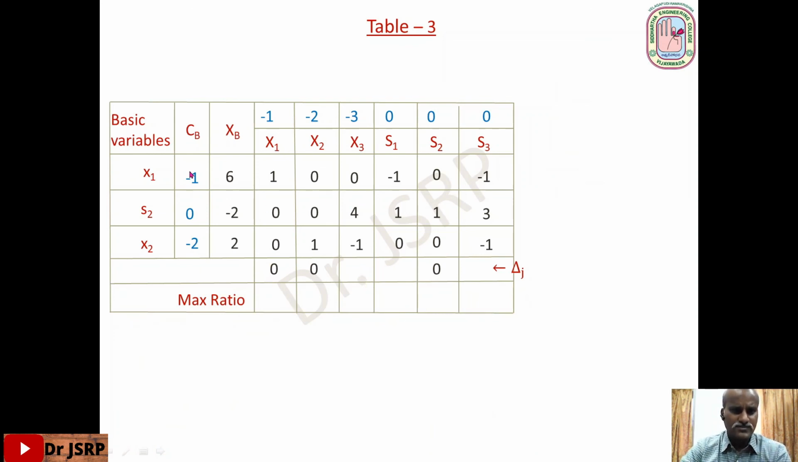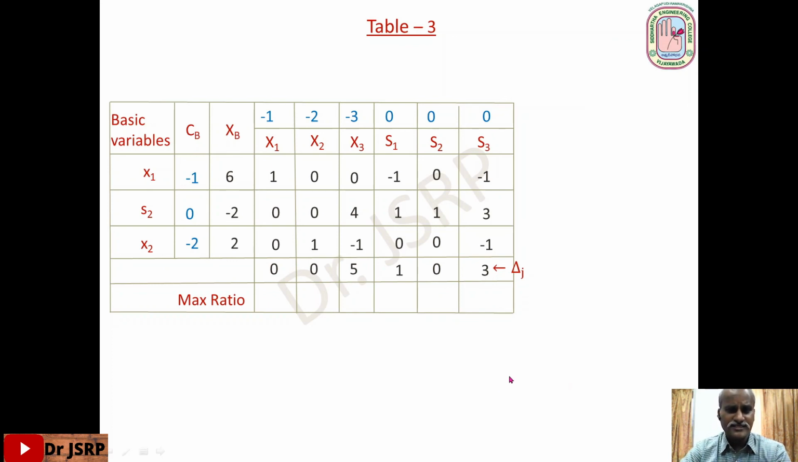For this value, CB into this column: minus 1 into 0, plus 0 into 4, 0, minus 2 into minus 1, plus 2, so minus 3 plus 3, so 5 here. Next, this value: minus 1 into minus 1, 1, 0, 0, minus 0, so 1. Here, minus 1 into minus 1, plus 1, 0 into 3, 0, minus 2 into minus 1, plus 2. So 2 plus 1, 3, minus 0, 3. So delta J is greater than or equal to 0. Still the method is applicable.